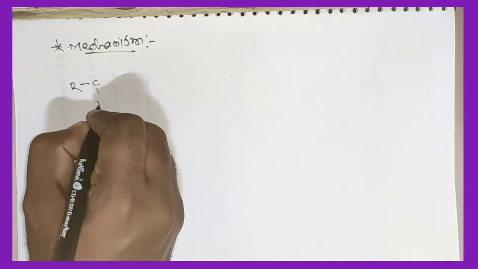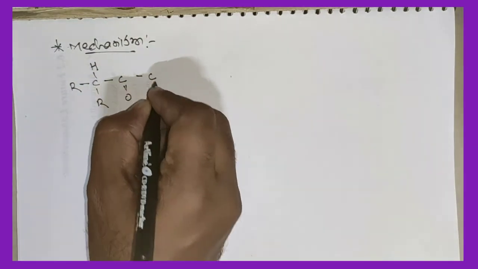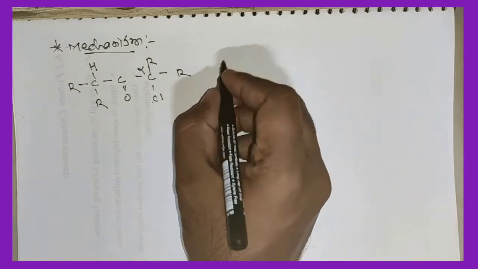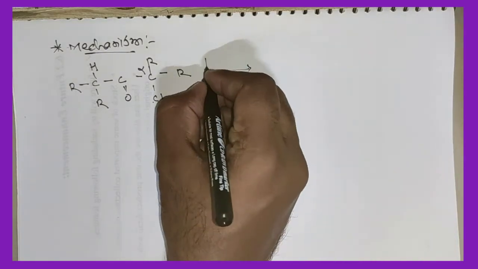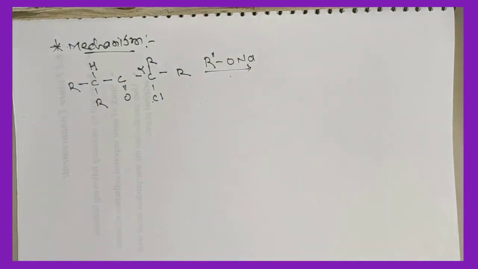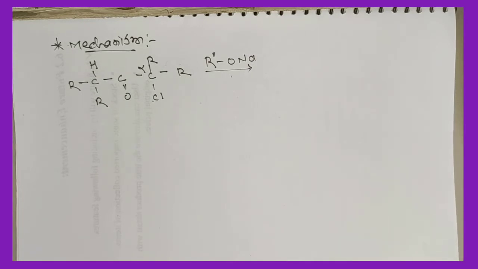Suppose here is the R, one is H, an alpha halo group is there. Suppose this is R and this is also R. So we can say that it is an alpha haloketone. That means in the Favorskii reaction, alpha haloketone is a must. Suppose we react it with any sodium alkoxide. As we discussed, this sodium alkoxide acts as a base. The role of the base is to abstract the proton.